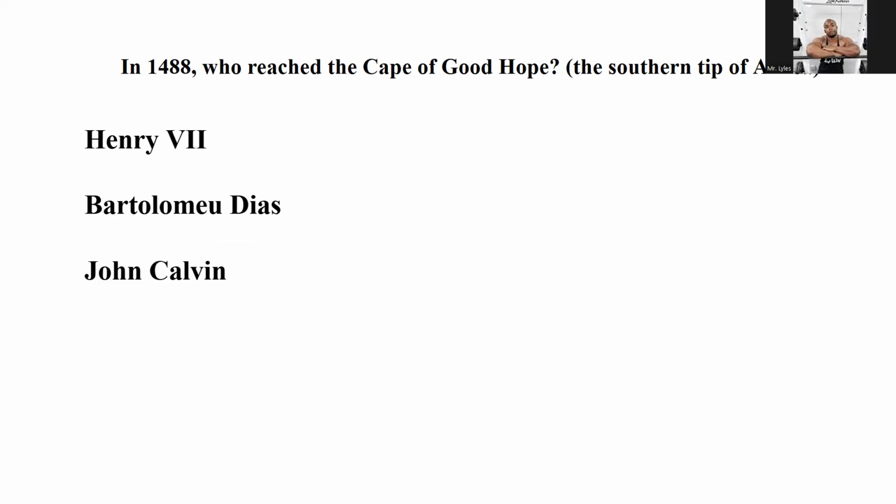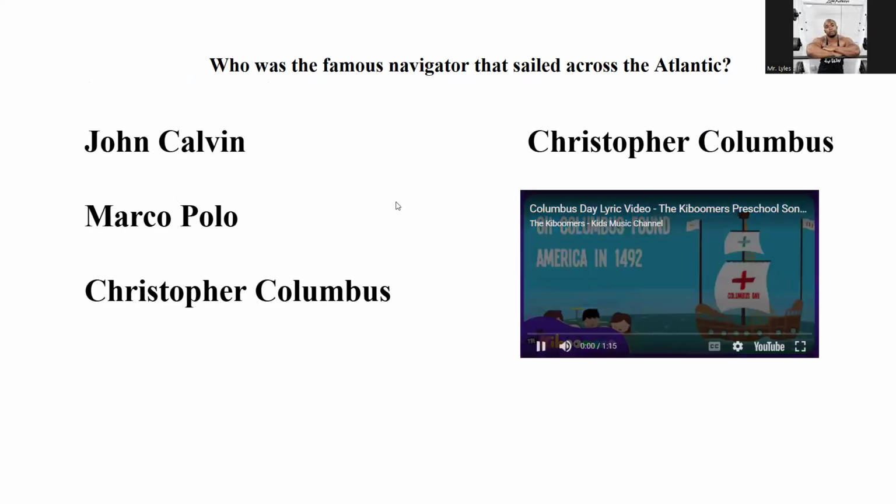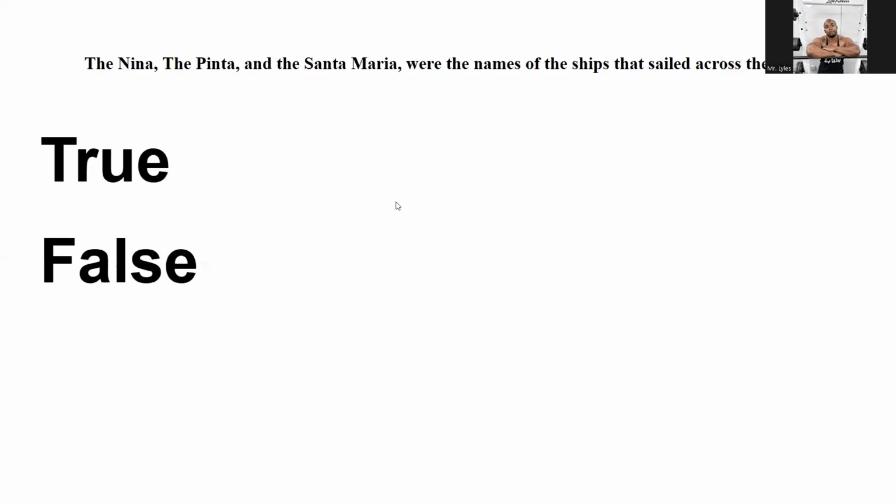In 1488, who reached the Cape of Good Hope? This is the southern tip of Africa. Bartholomew Diaz. Who was the famous navigator that sailed across the Atlantic? He's the guy who was also given credit for discovering America, and that is Christopher Columbus. The Nina, the Pinta, and the Santa Maria were the names of the ships that Columbus sailed across the Atlantic with. Is that true or false? That is true.